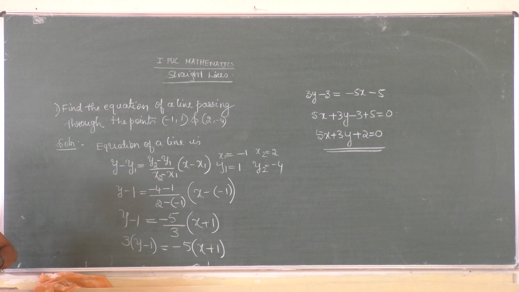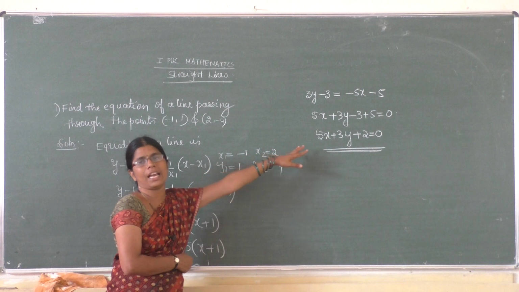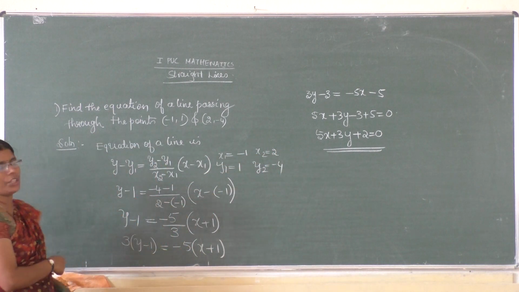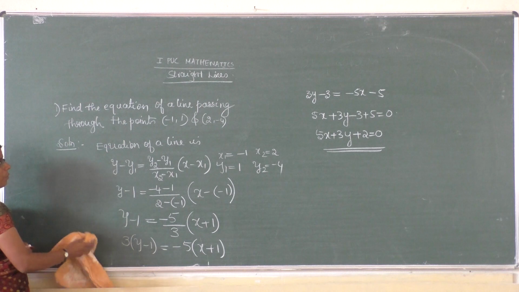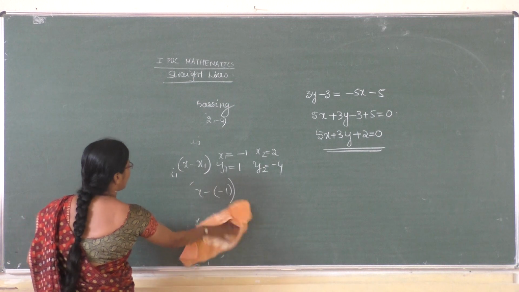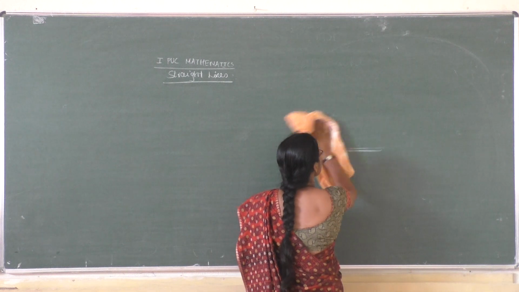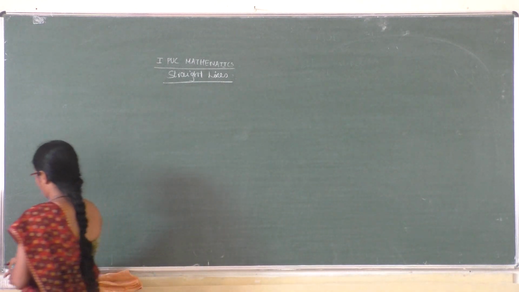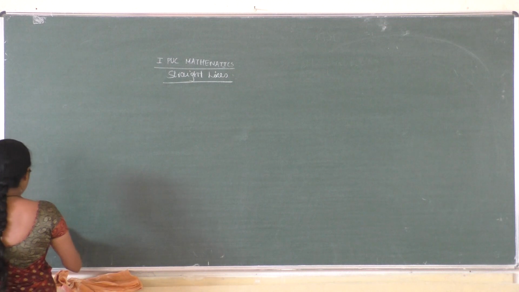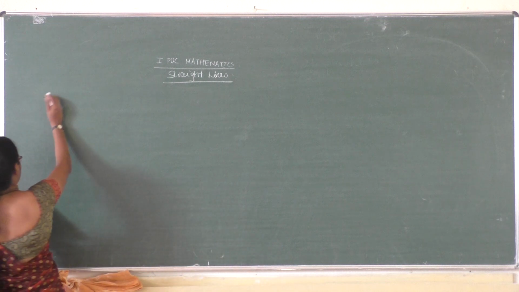So this is the equation of a straight line in general form. We took the equation in the 2-point form, but finally arrived at that particular equation. This is one problem based on the 2-point form. Now we have to consider the next method, that is slope intercept form. But before that, we take one more problem.